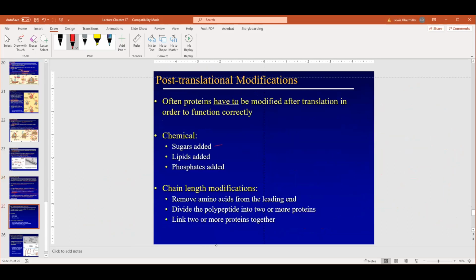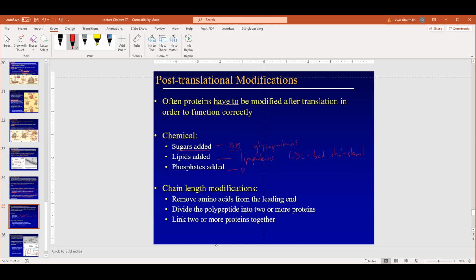So we can add sugars like the AB blood group that we talked about. And that would cause it to be either an A or a B, because if it adds a sugar in a different place, it's going to have a different shape. And those are called glycoproteins. And we could add lipids, different fats to it, fatty acid tails, and those are called lipoproteins. A good example of this is low density lipoprotein, or the bad cholesterol that everyone's talking about. We can add a phosphate.